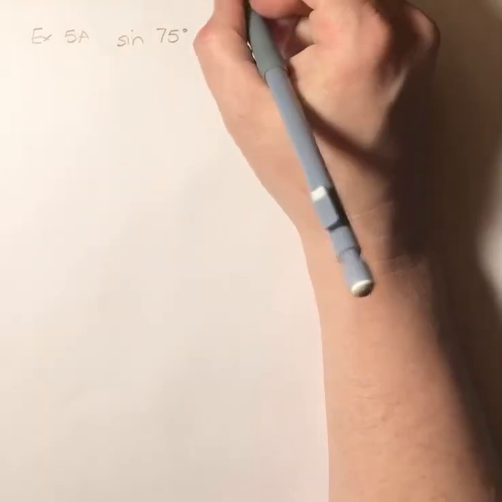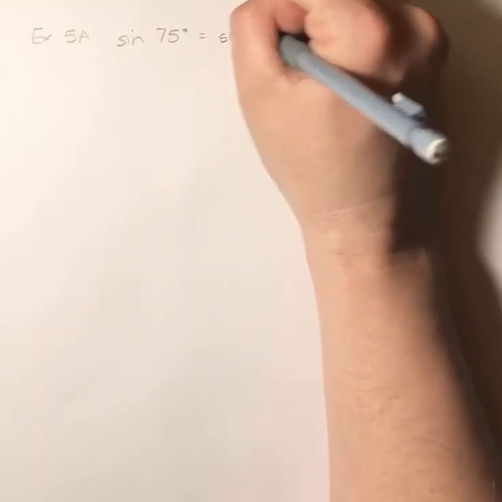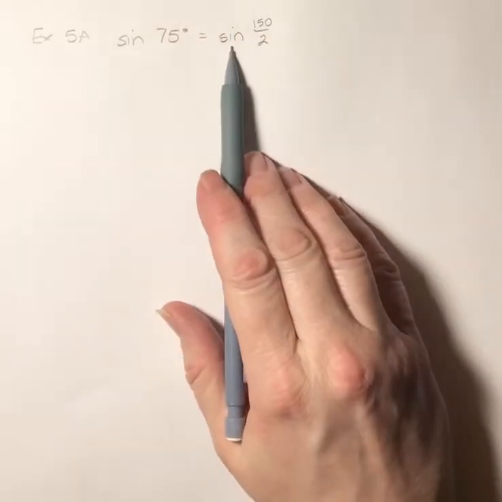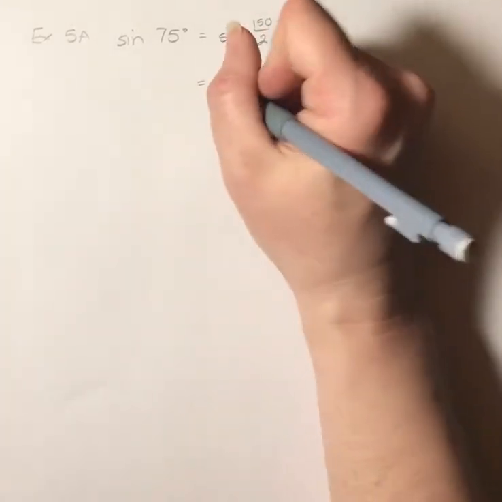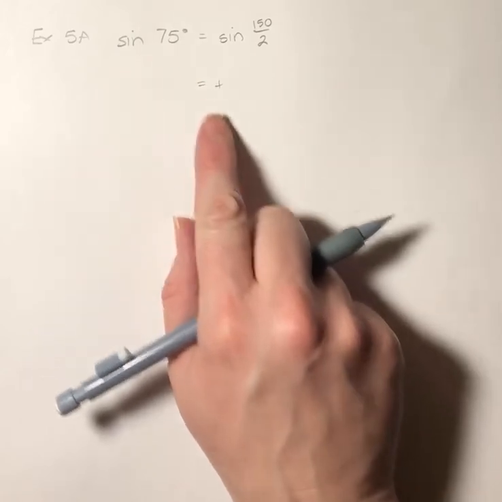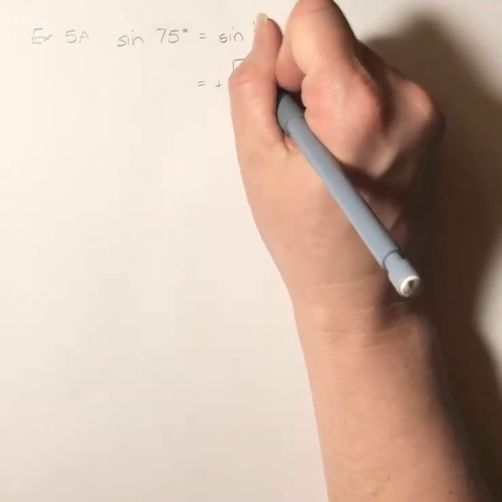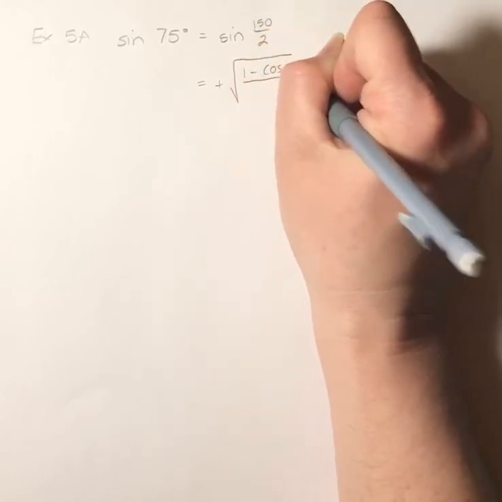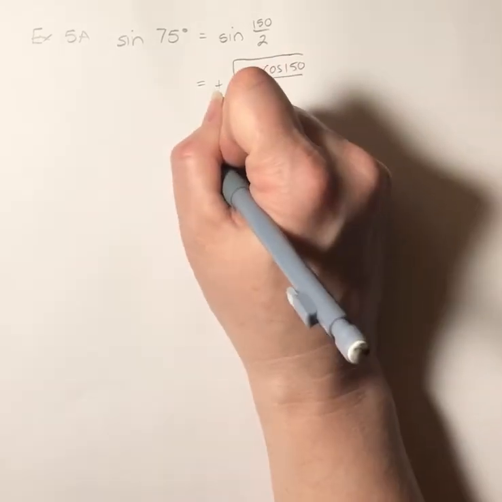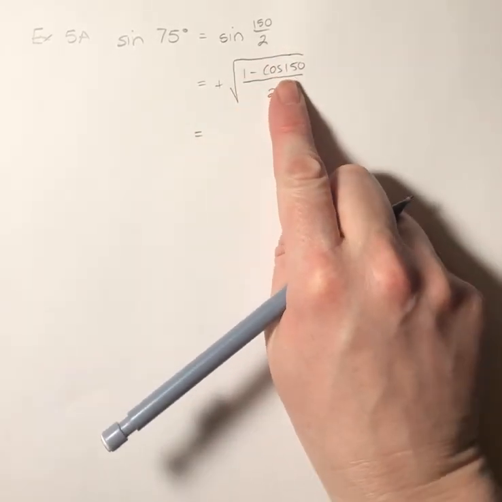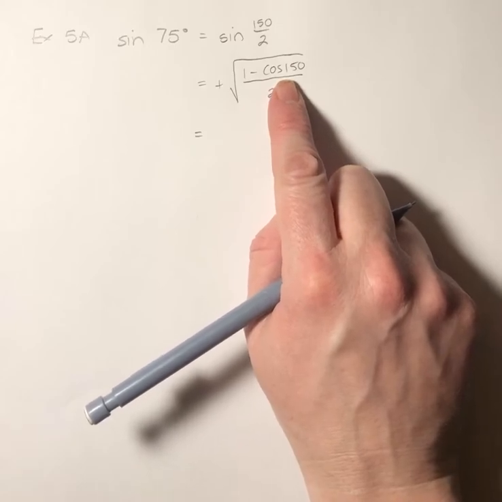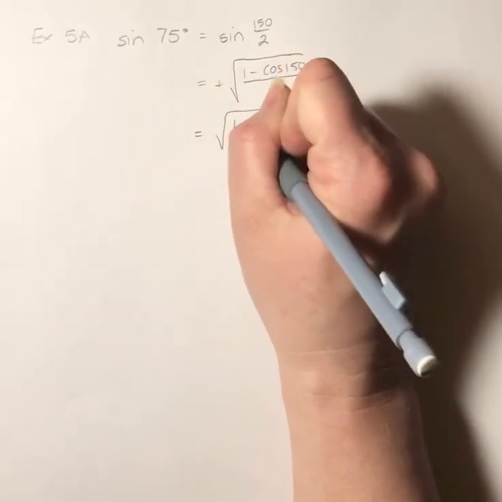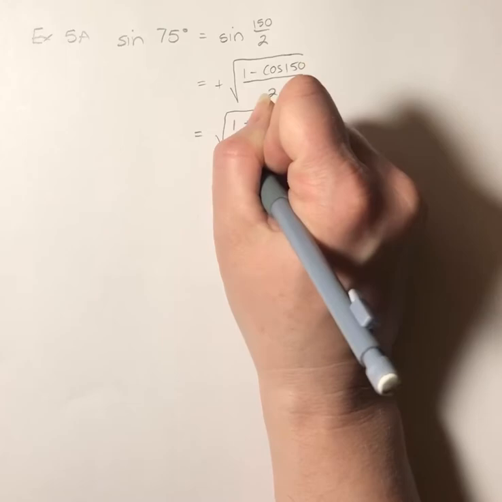So I'm going to rewrite this as the sine of 150 over 2. So again, sine of 75 is in quadrant 1, so I know that this has to be positive. So this is going to equal the square root of 1 minus the cosine of 150 over 2. Well, cosine of 150 is negative square root of 3 over 2, because this is in quadrant 2. So I get 1 plus the square root of 3 over 2, over 2.